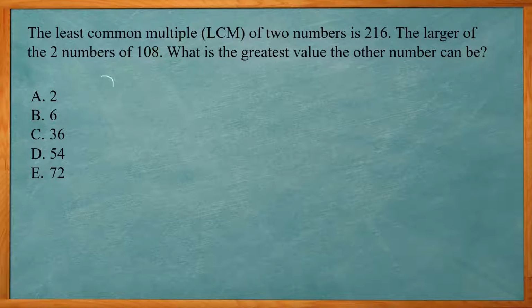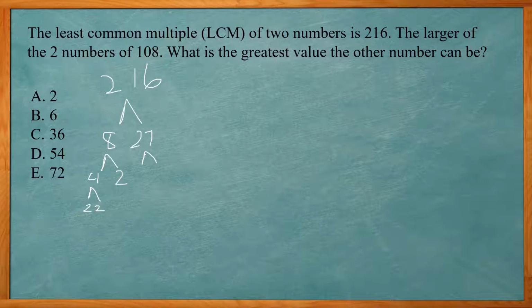So for this one, I want to take the 216 and do the prime factorization of that, which can become 8 times 27. And 8 is 4 times 2. And 4 is 2 times 2. 27 is 3 times 9. 9 is 3 times 3. So we have 2 to the third times 3 to the third.